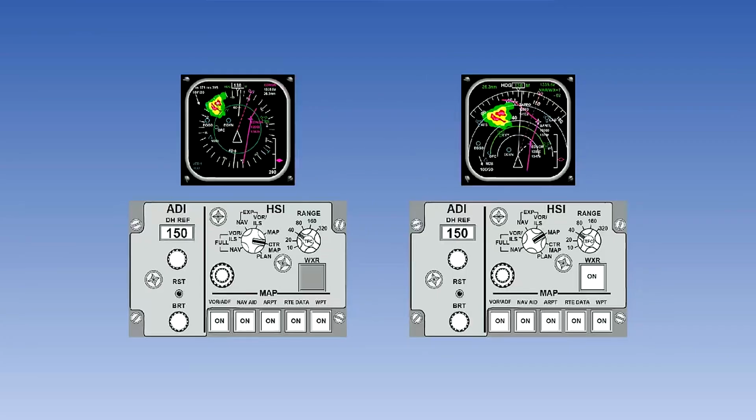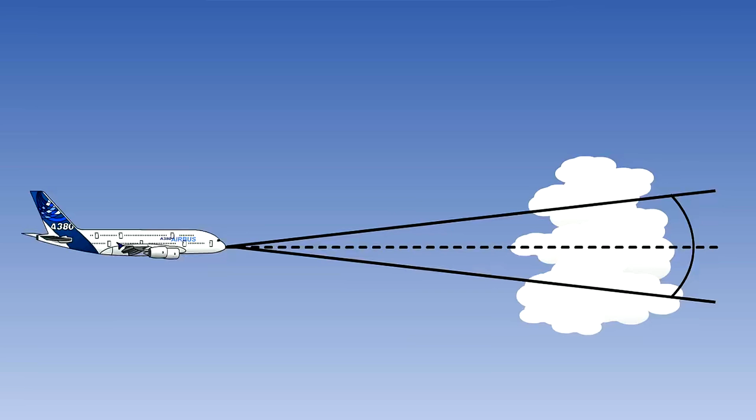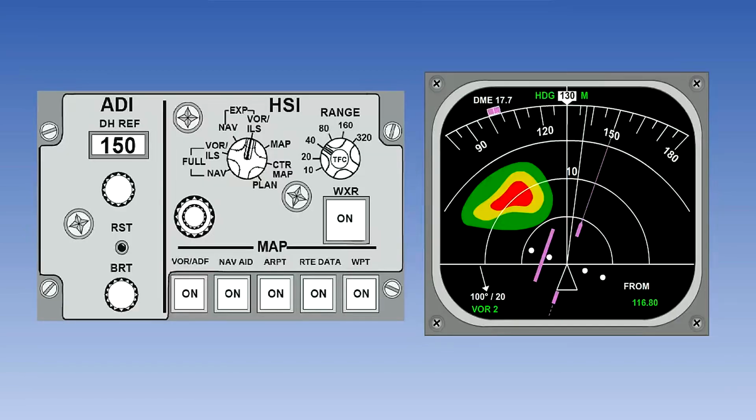It is possible for pilots independently of each other to select any of the modes we have looked at. Weather radar is available only in 3 modes. These are expanded VOR, expanded ILS and map. It cannot be displayed in any of the other modes.